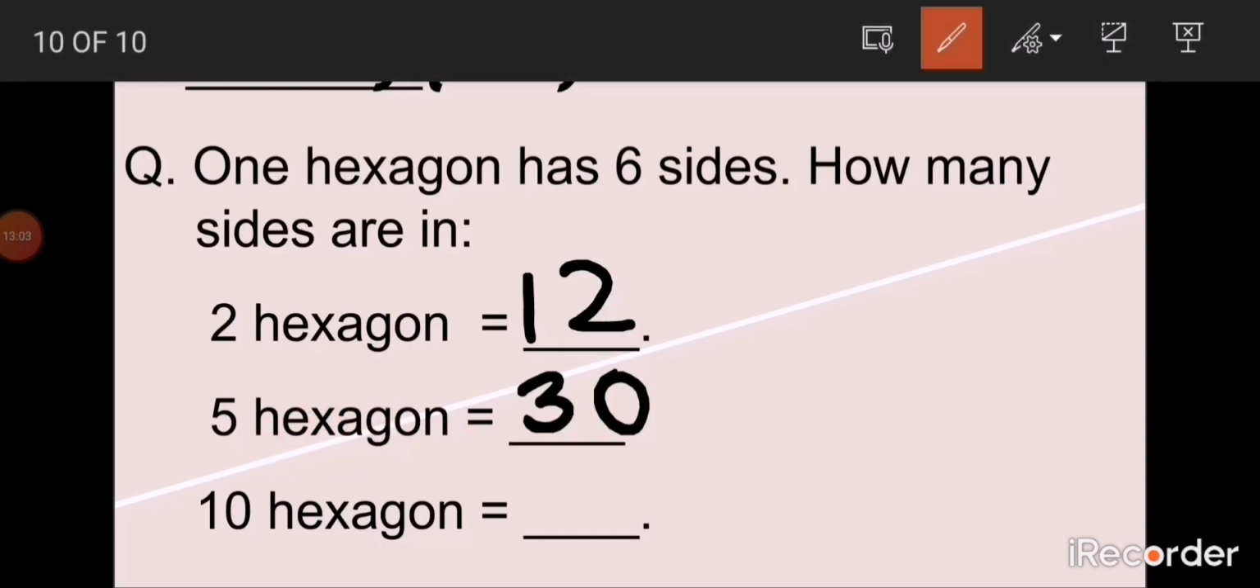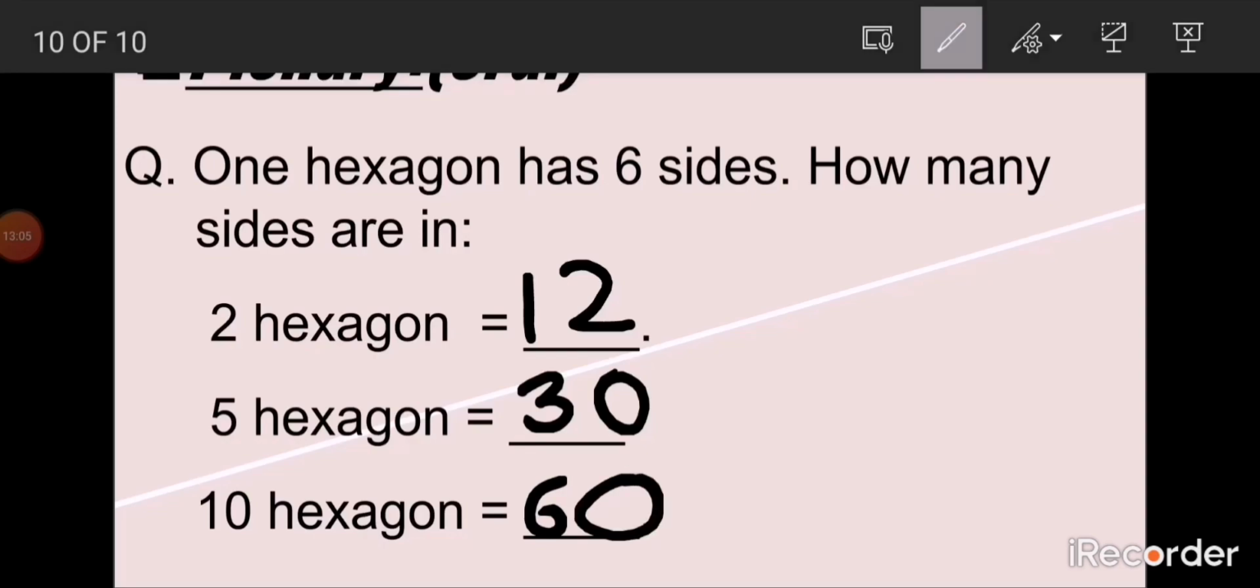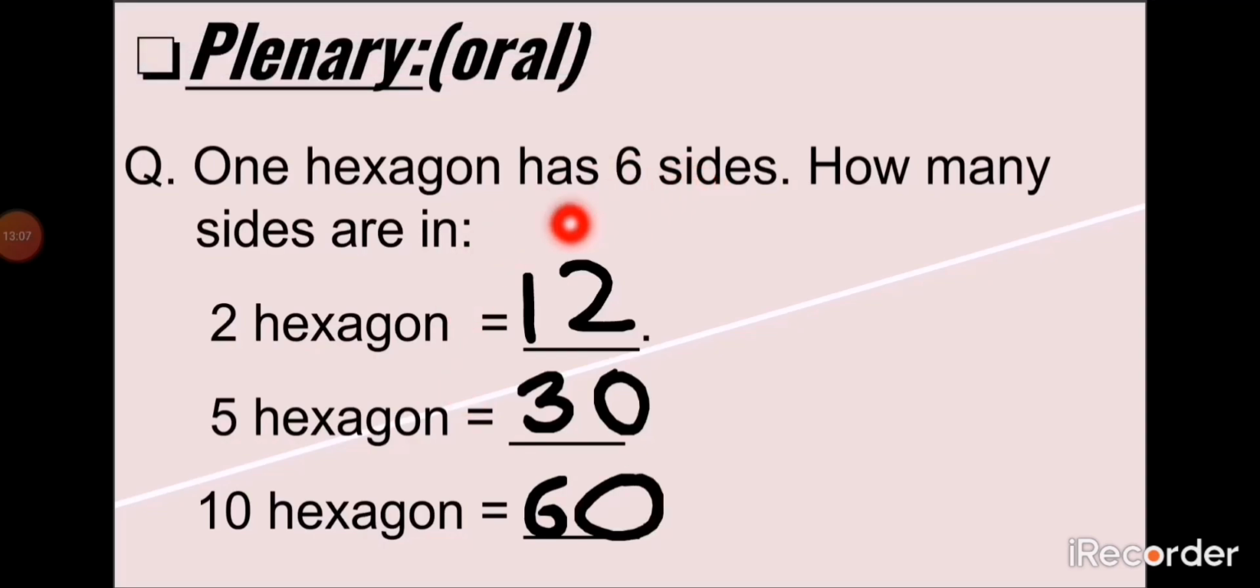Then we will check our answer by counting in tens. 10 1 times 10, 10 2 times 20, 10 3 times 30, 10 4 times 40, 10 5 times 50, 10 6 times 60. Or you can count on your fingers or in your mind. 10, 20, 30, 40, 50, 60. The answer is 60. So we have done today's work.